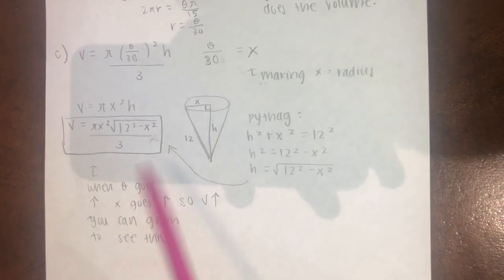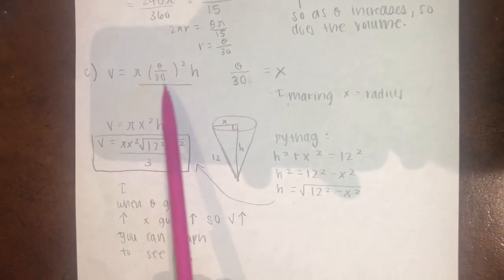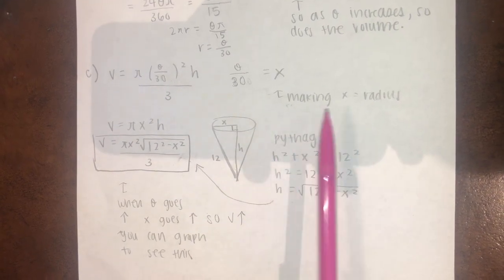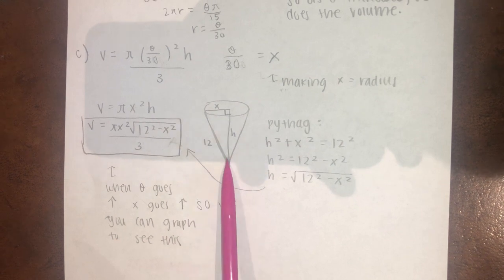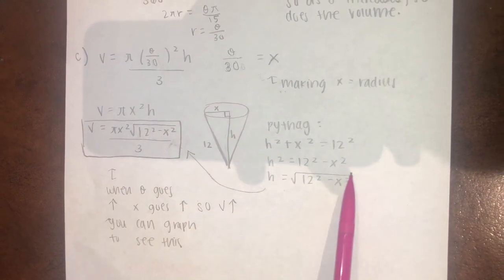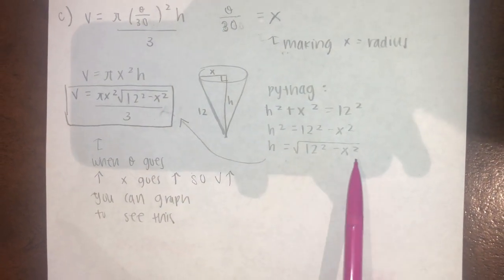So on part C, we can use the equation we got from part B. And remember that we're going to be using theta over 30, and we're going to set that to x because we don't want our radius to be a fraction. So we could use a sector and do Pythag to find the height. So we know this is 12, this is x, this is the height. So once we do Pythag, we get that the height equals the square root of 12 squared minus x squared.